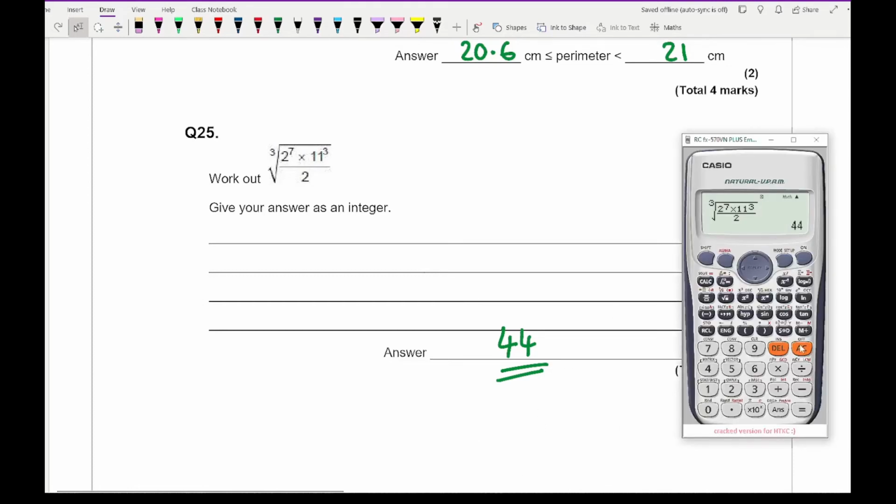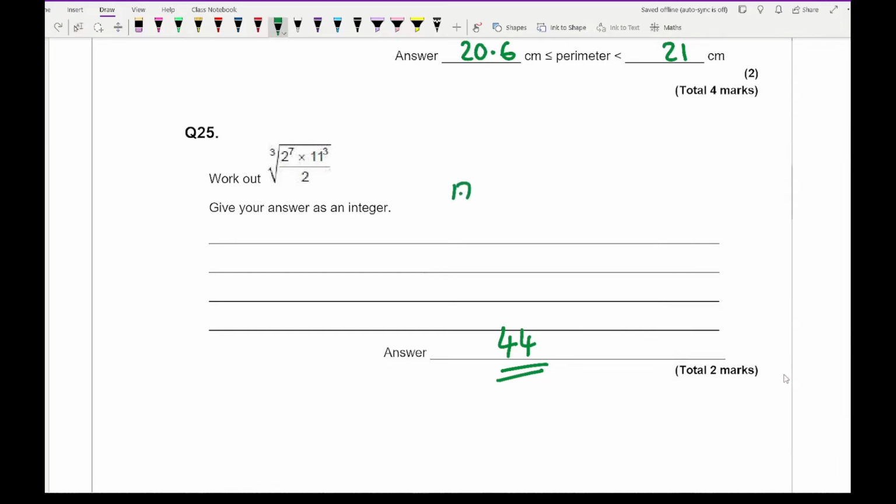So if I get the calculator back, if I do 2 to the power of 7 times 11 cubed, press equals, oh, got a math error there, don't know what happened, so let's do that again. I've got 2 to the power of 7 multiplied by 11 cubed, press equals, it gives me 170,368, divided by 2, and then do the cube root of all of that. It should again give me 44.